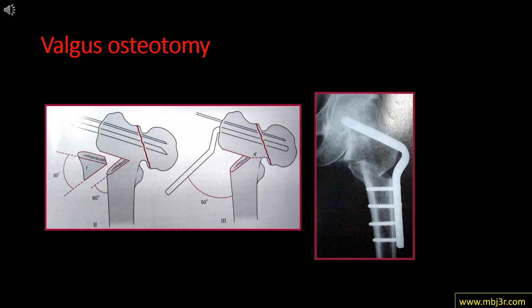The other osteotomy is the valgus osteotomy. You can take a laterally based wedge and fix it in a valgus position with a condylar blade plate. This osteotomy converts the distractive forces into compressive forces and the chances of fracture union increase.